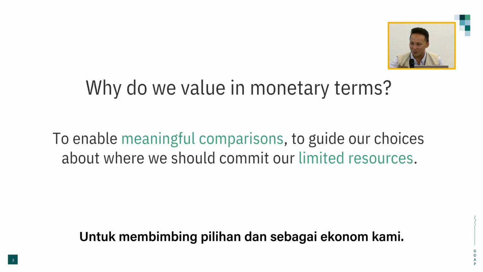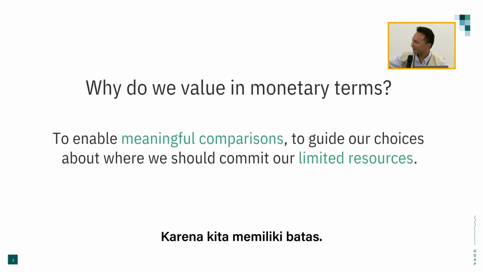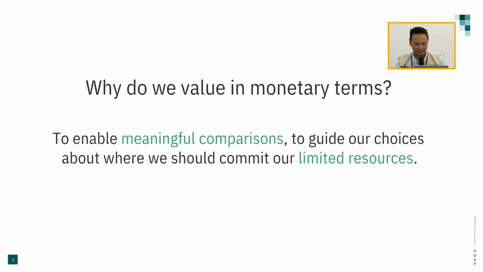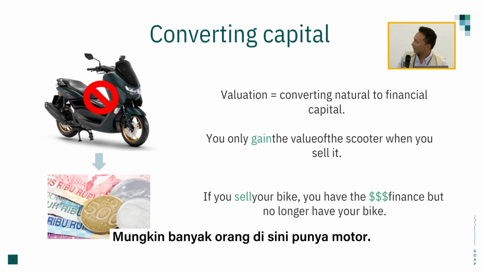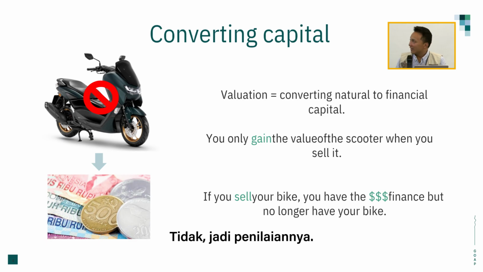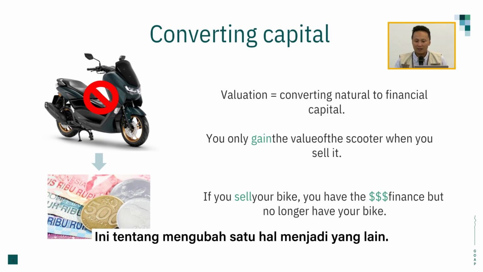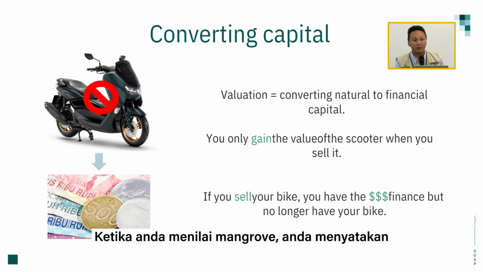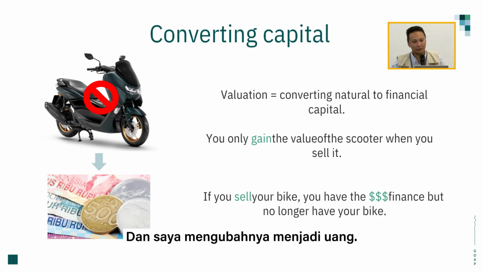And as our resident economist here in the crowd, because we have, back one, yeah, back one. We have limited resources, yeah? Economics, limited resources. So now we can go. So maybe a lot of people here have a motor. No?